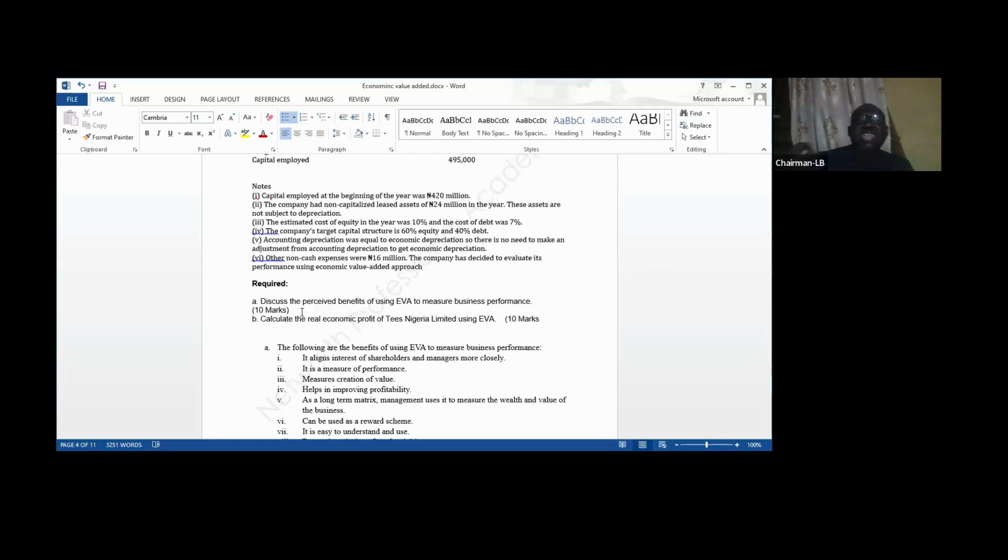It can be used as a reward scheme system. Company can use economic value added to determine reward to give managers. They can ask you, what value are you creating for us?